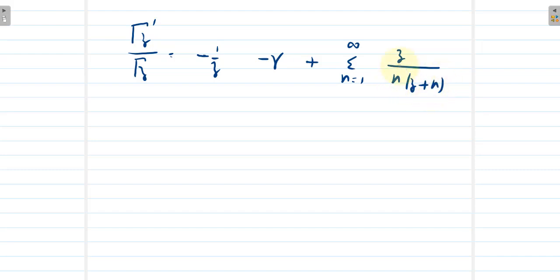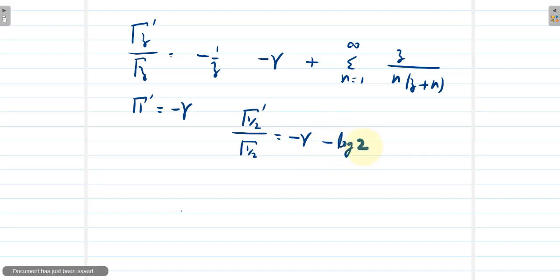I give you this question to practice, and some more important questions are there. One question is gamma dash 1 is minus gamma, the negative of Euler's constant. Also, gamma dash 1 over 2 divided by gamma 1 over 2, or gamma half, is equal to negative of gamma minus log 2.